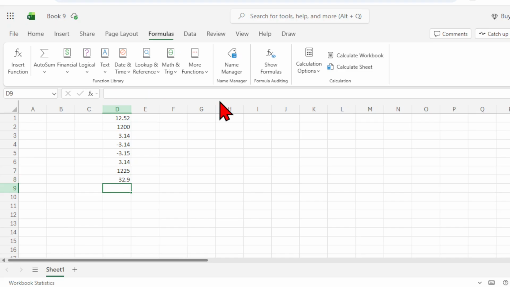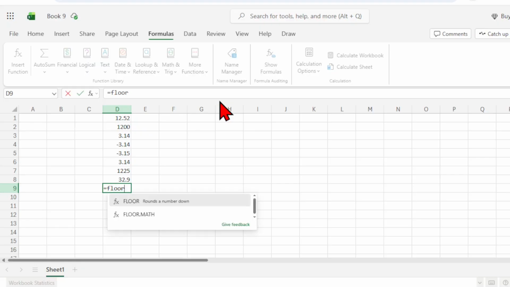Similar to MROUND are CEILING, FLOOR, CEILING.MATH, and FLOOR.MATH. Okay. So equals FLOOR rounds a number down. So this is, just like MROUND, you can have that multiple. That would be equivalent to ROUND. The round down version where I can have a weird multiple like 0.7 is FLOOR. Okay, but you can see there's FLOOR and then there's FLOOR.MATH.